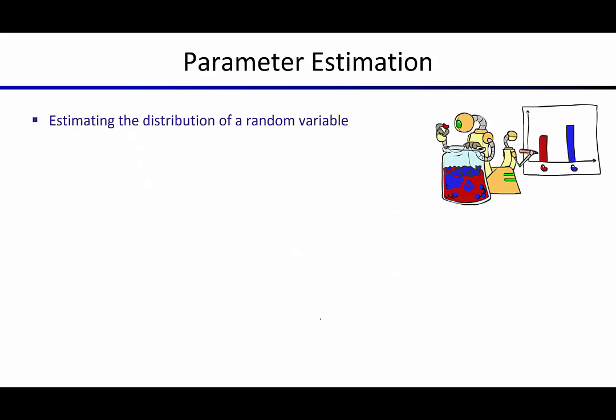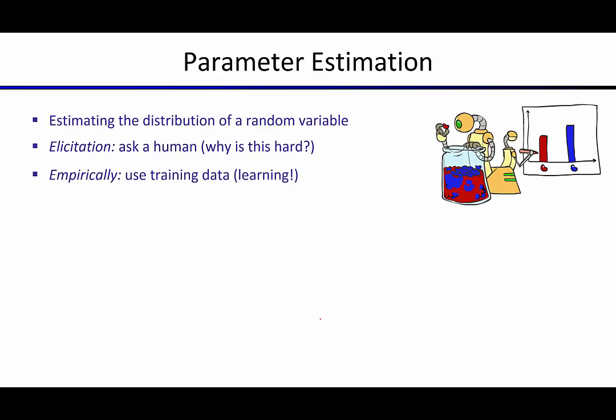That's a parameter estimation problem. So let's say you want to estimate the distribution of a random variable. First thing we can do is say, well, just ask somebody. And say, well, what's the probability of red or blue? Might look at this thing and say, well, 1/3, 2/3, who knows? But it's hard to do, especially when there's a lot of probabilities to be estimated. So empirically, we could just use training data. We could say, let's just look at counts. So what's the empirical rate? If we pulled three balls out of that bucket, we saw two reds, one blue, we could say, well, 2/3 red, 1/3 blue, that's our estimate for the entire bowl, the entire world distribution.